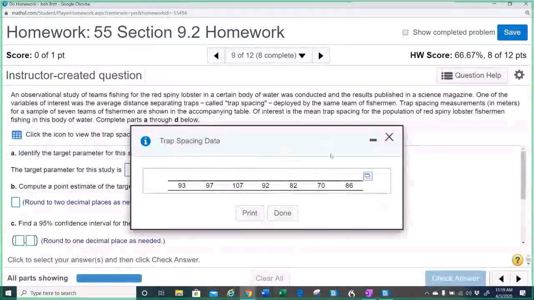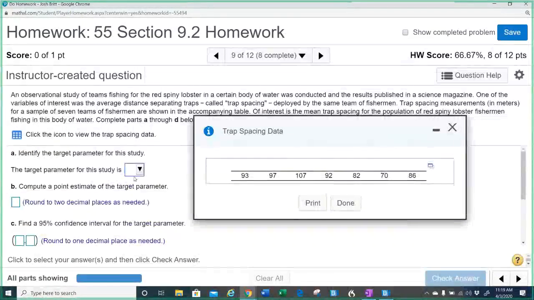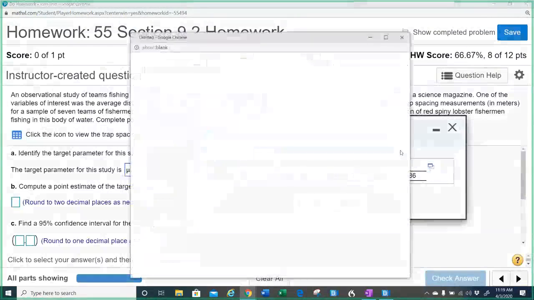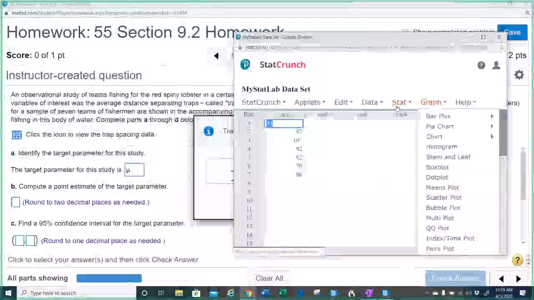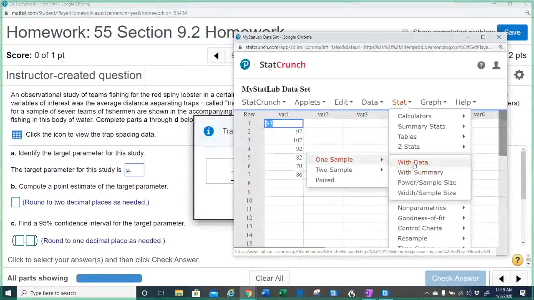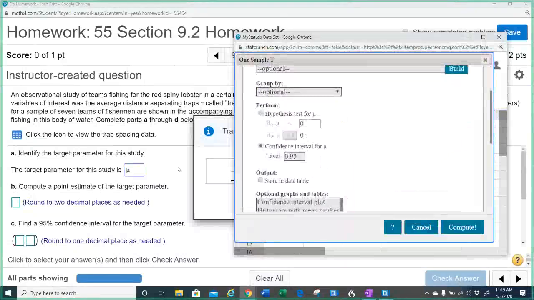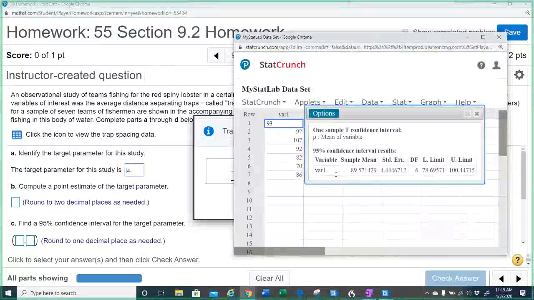Okay, so again, got some more data here. So we'll just do point estimate. The target parameter for 9.2 is always estimating the true population mean. We want to get the data open, and we're going to go Stat, T Stat, One Sample with Data. Select the variable, and just leave that at 95. The point estimate is going to be the sample mean. To 2 decimals is 89.57.